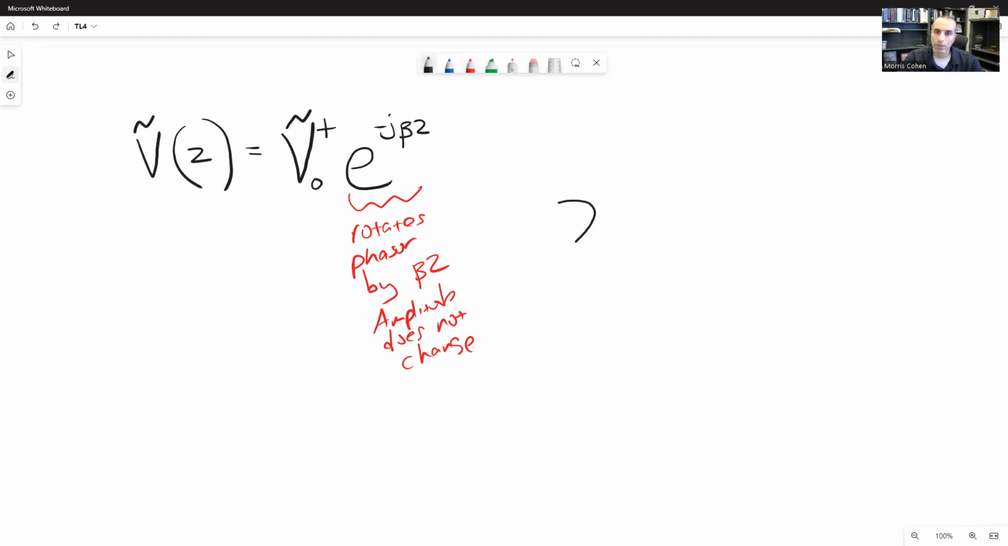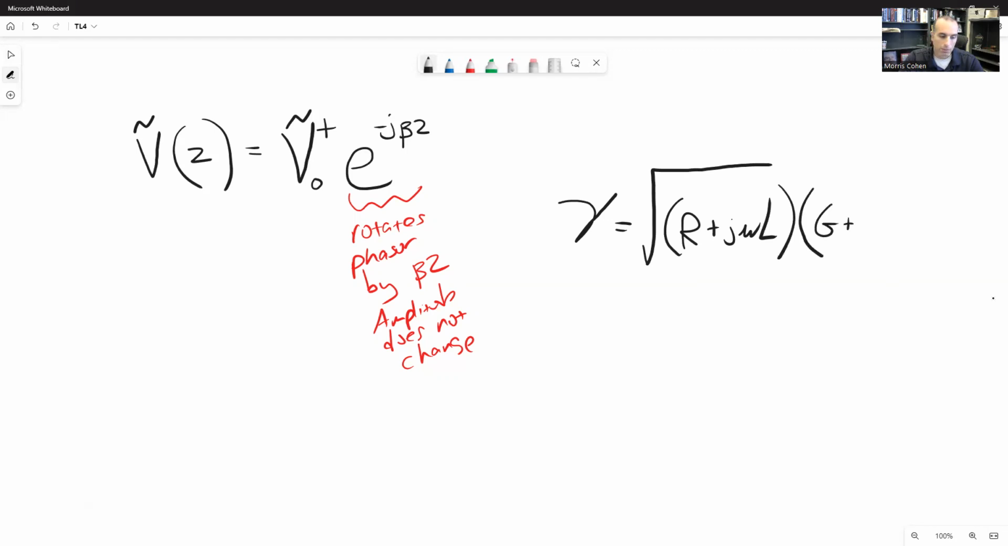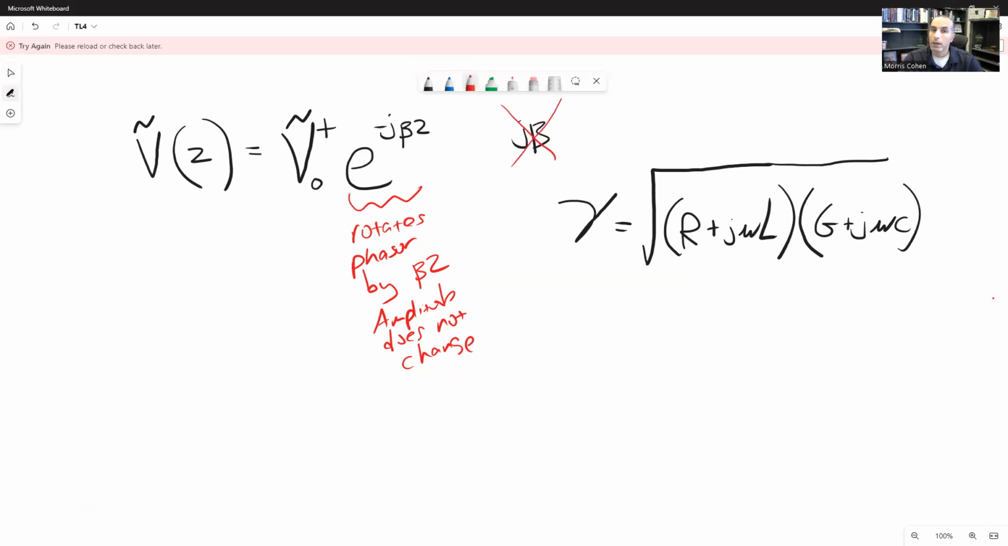First, let's define this quantity that I'm going to call gamma. Gamma is basically a more generalized version of beta, as we'll see soon. So gamma is going to be equal to the square root of (R plus j omega L) times (G plus j omega C). Basically, we're going to replace j beta, which only included the inductor and the capacitor, with a gamma, where gamma will have this formulation.